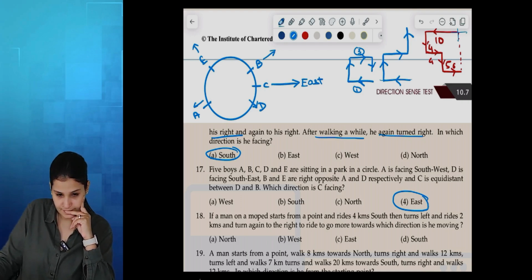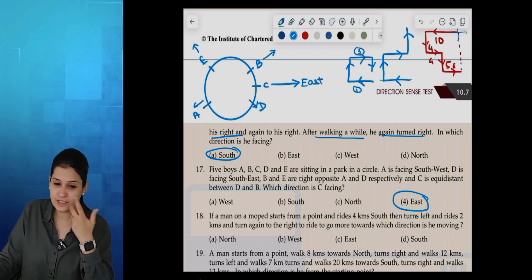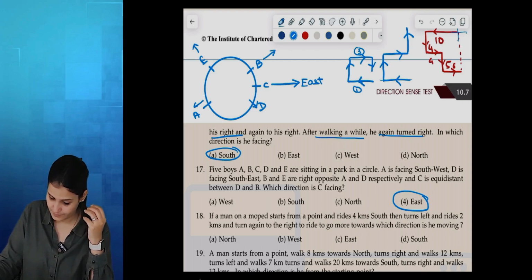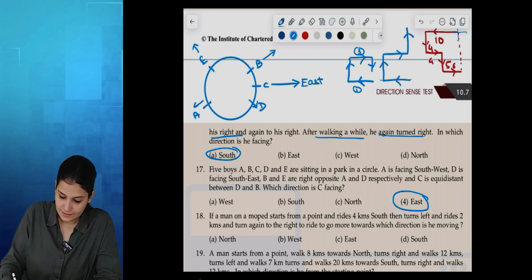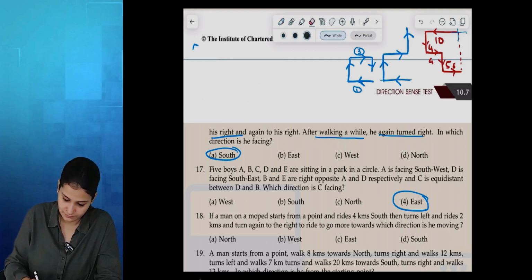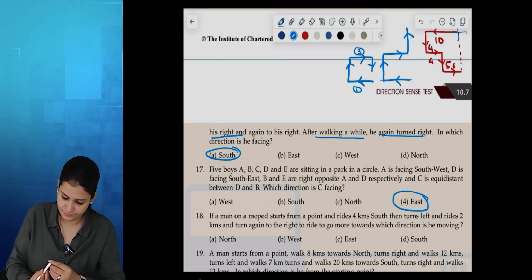Ma'am, is it the assumption that they look outside? They are looking outside, yes. If we take it inside, will it be wrong, ma'am? Yes. Okay. Done? Yes, ma'am.